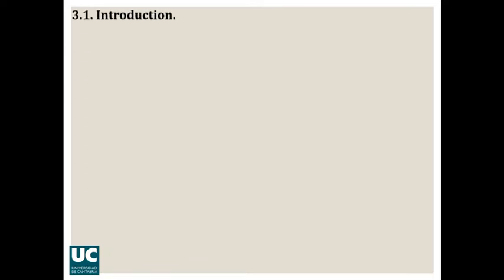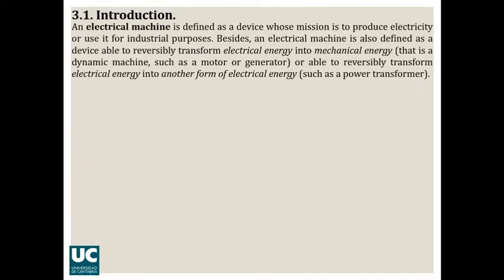So first of all, in the Introduction, we have to define the concept of an electrical machine. An electrical machine is a device whose purpose is to produce or use electricity, mainly in the industry, but also in the transmission and distribution of electrical energy.